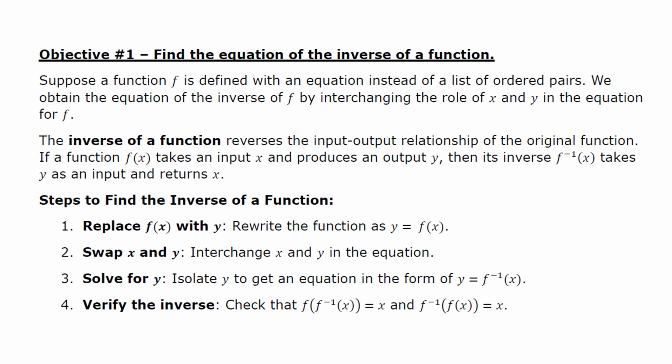So here are 4 steps to help us find the inverse of a function. Step number 1, we'll replace f of x with y. So we'll rewrite that function as y equals. Step 2, we'll swap x and y. So we'll interchange them: wherever there's an x, we're now writing it as y, and wherever there's a y, we're now writing it as x. Then we'll solve for y. So we'll isolate y to get the equation in the form of our inverse function.